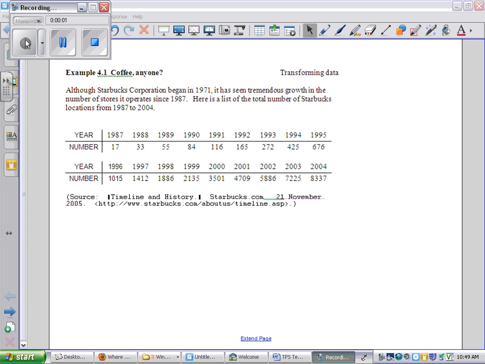Example 4.1 from the prior book has Starbucks data and involves transforming data. Although Starbucks Corporation began in 1971, it's seen tremendous growth in the number of stores since 1987. So the following table lists the years from 1987 to 2004 and the number of Starbucks locations. You can see them there.